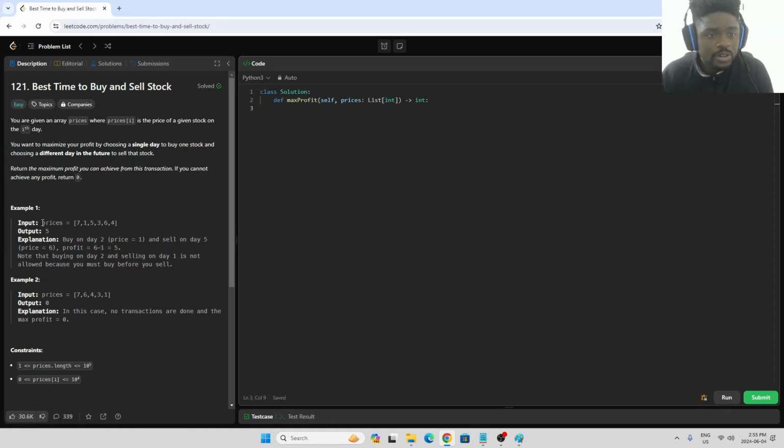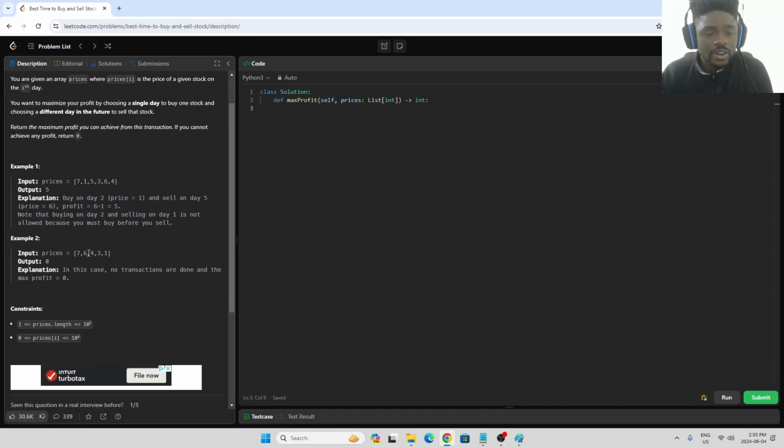Example here, we're given an array prices of these 6 numbers, and we output 5 because the maximum profit that we can achieve was if we were to buy the stock on the 2nd day and sell the stock on the 5th day. And as you can see here, that's their explanation.